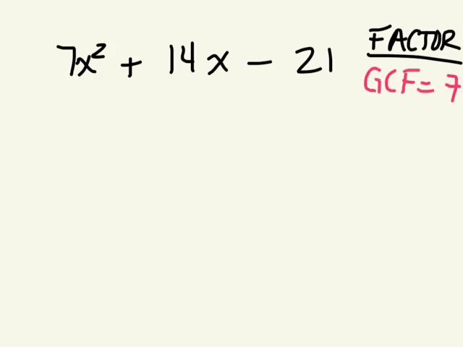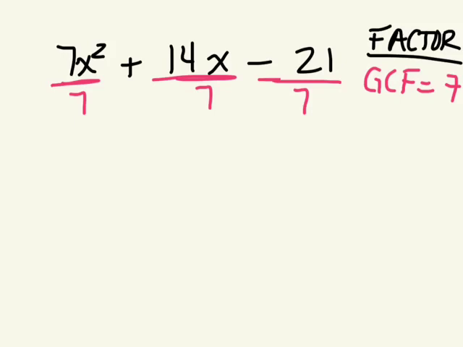Okay, so we know the greatest common factor is 7. Why not 7x? Why is it not 7x? Only the first two terms have x. The last term does not have an x. So I know the greatest common factor is just 7, which means I can divide everything by 7.